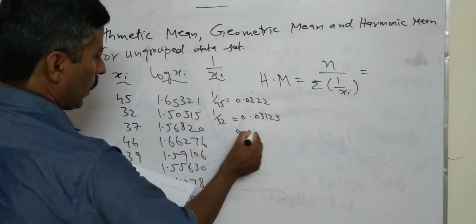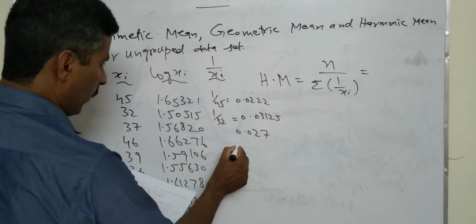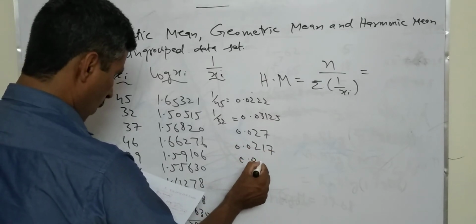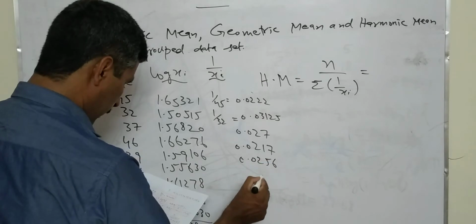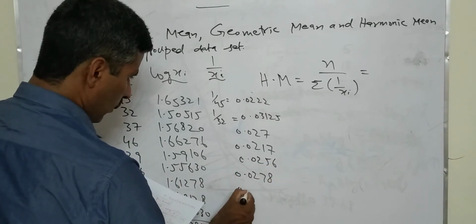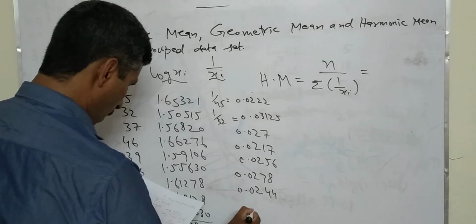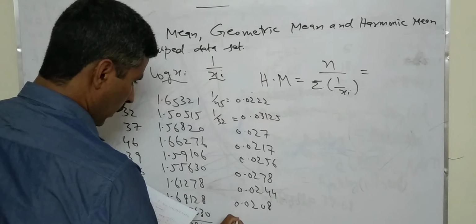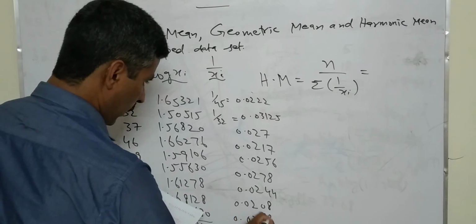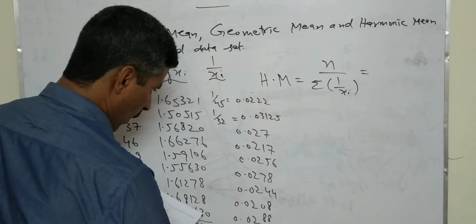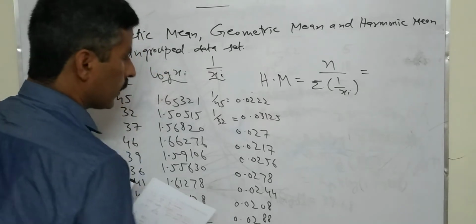37's reciprocal is 0.027, 0.0217, and then we have 0.0256, 0.0278, 0.0244, 0.0208, and 0.0288. The sum is 0.22955.